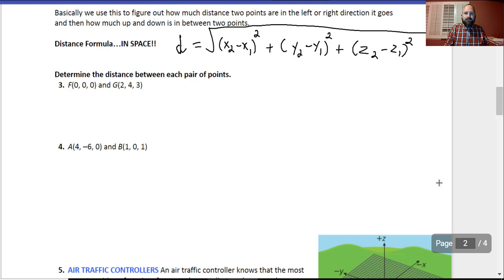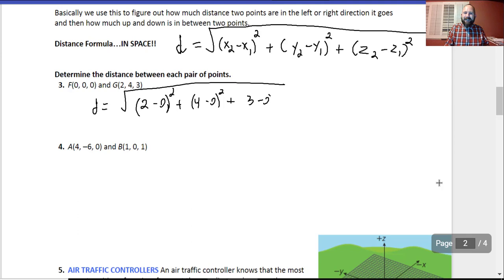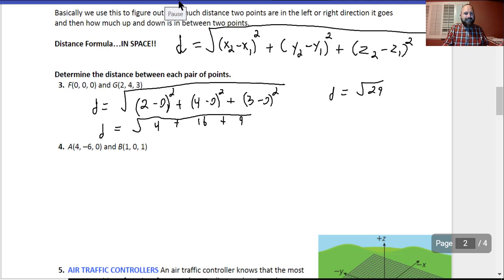So looking at this, I know that the distance formula states the distance is equal to, I'm going to take my second point, 2 minus 0 squared plus 4 minus 0 squared plus 3 minus 0 squared. And if we do that, we get 4 plus 16 plus 9. We still have to find the square root of that. So the distance is going to be the square root of 29.